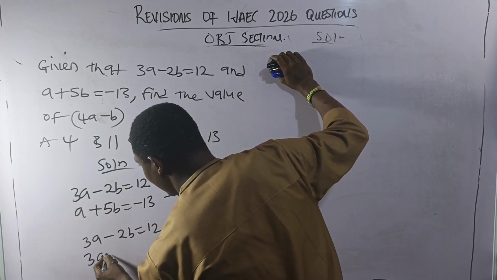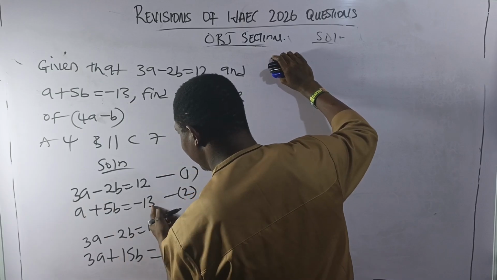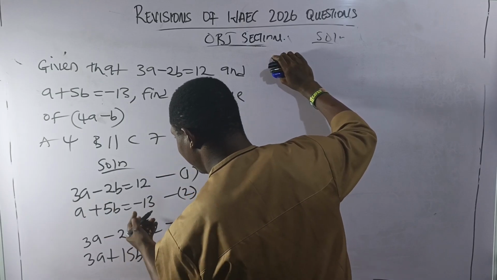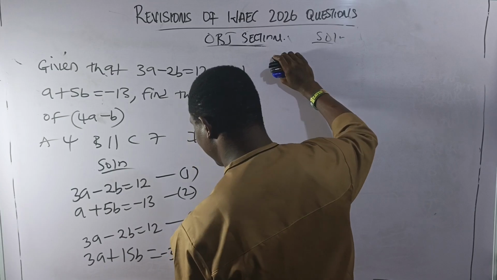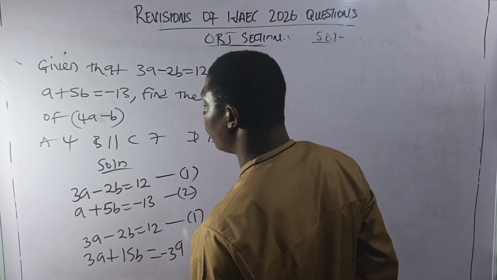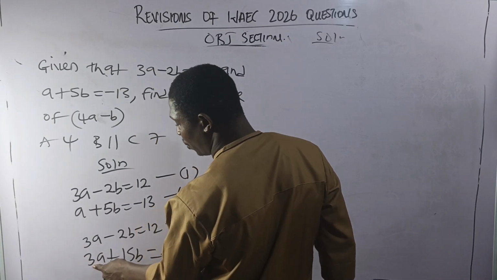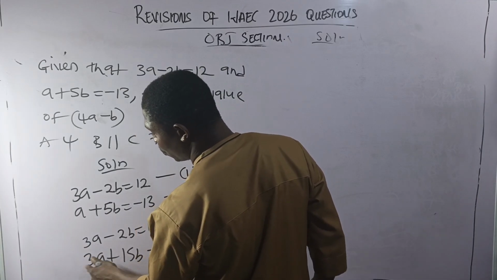Here will give me 3a plus 3 times 5, 15b, 3 times 3, 9, and 3 times 1, 3. I'll put my negative sign. This becomes equation 2. I can take it as 2a. Now, since the coefficient of 3a here is plus, and the coefficient of 3a for the bottom is also plus, plus times plus is plus, so I'll subtract.